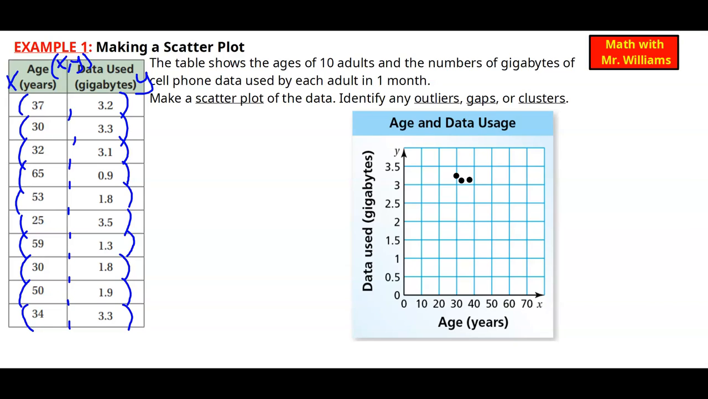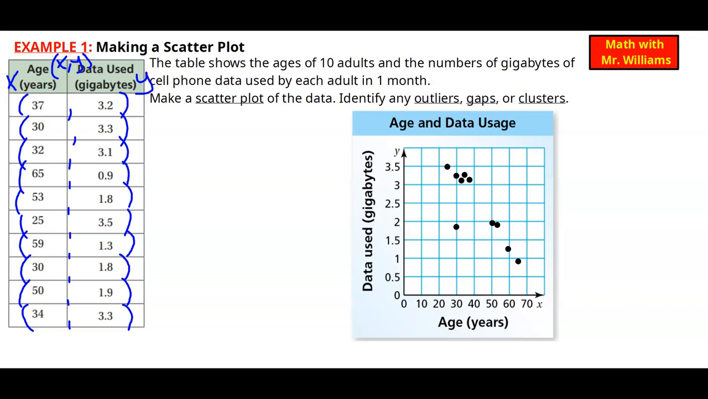Next, we have 65 and 9/10. So we start at the origin, move to where 65 is, and then up to 0.9. Then 53 and 1.8, then 25 and 3.5, 59 and 1.3, 30 and 1.8, 50 and 1.9, and lastly 34 and 3.3.